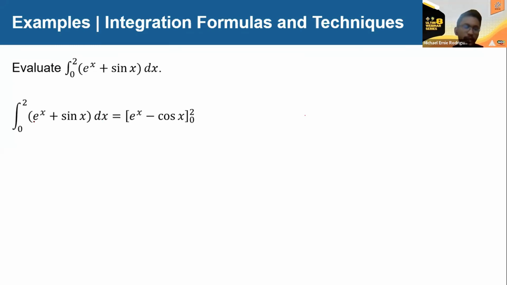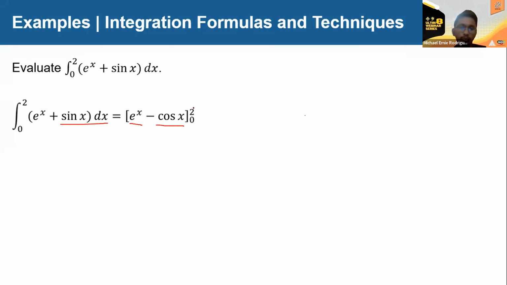Okay? Integral ng e raised to x dx, that is e raised to x, and then the integral of sin of x dx, that is negative cosine x. Okay? So, yan yung ating integral for e raised to x plus sin of x dx. So, we have e raised to x minus cosine x. And then, anong gagawin natin dito? So, we have the limits from 0 to 2.